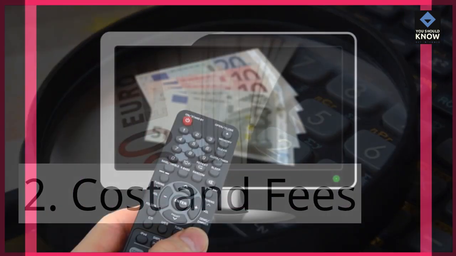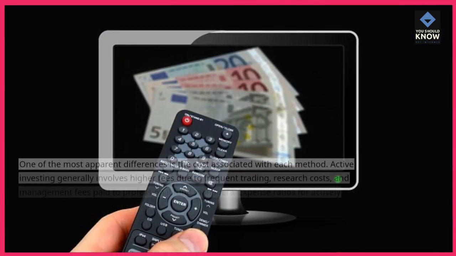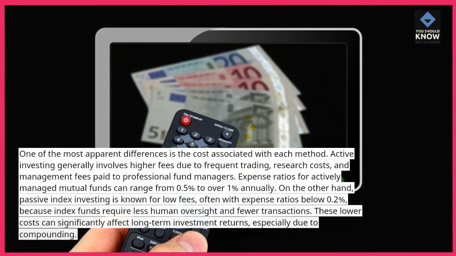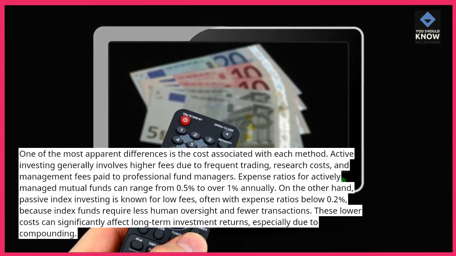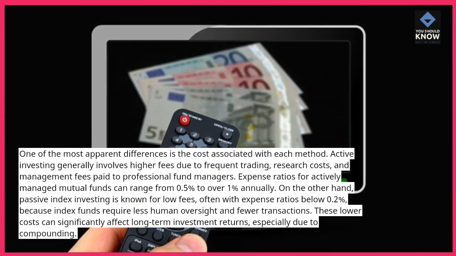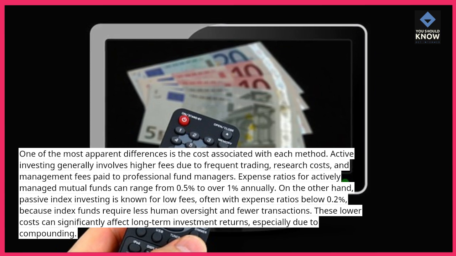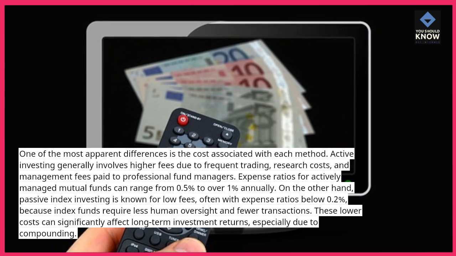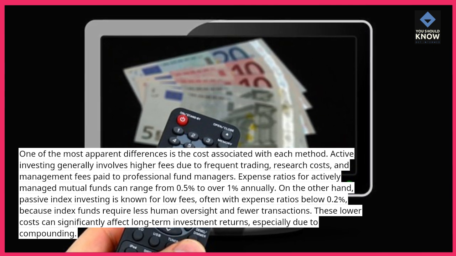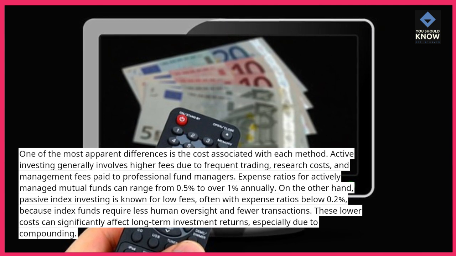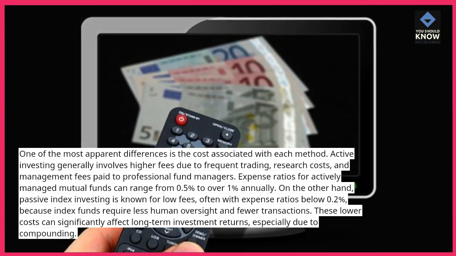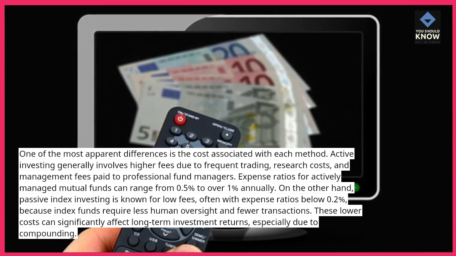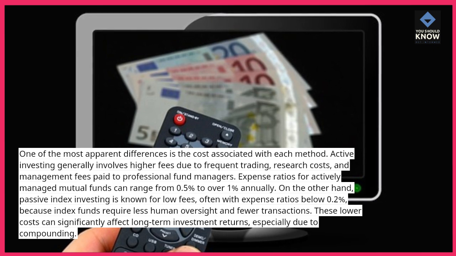2. Cost and fees. One of the most apparent differences is the cost associated with each method. Active investing generally involves higher fees due to frequent trading, research costs, and management fees paid to professional fund managers. Expense ratios for actively managed mutual funds can range from 0.5% to over 1% annually. On the other hand, passive index investing is known for low fees, often with expense ratios below 0.2%, because index funds require less human oversight and fewer transactions. These lower costs can significantly affect long-term investment returns, especially due to compounding.